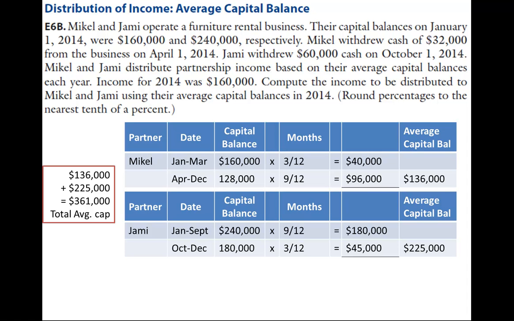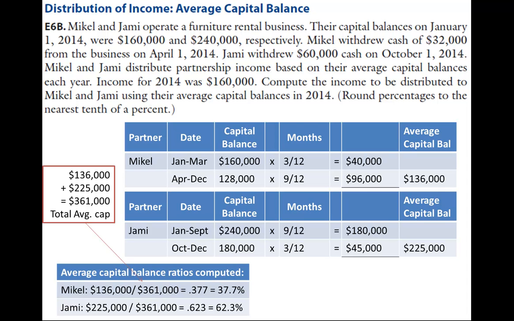So $136,000 of Michael's average balance plus the $225,000 of Jamie's average balance gives us a total average between the two of $361,000. So then we take Michael and we take his $136,000 of his average divided by the total partnership average of $361,000, which gives him a ratio or a percentage of 37.7%.